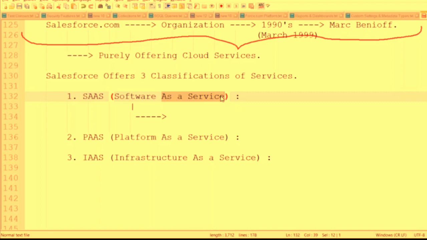As a service means what? We can take it on a rental basis. So we can take some ready-made software as a service, that means on a rental basis. With the help of this SaaS feature, we can take some ready-made software on a rental basis. Okay, understood the concept here? Whenever we are utilizing some ready-made software on a rental basis, then it is called software as a service. Okay, clear?